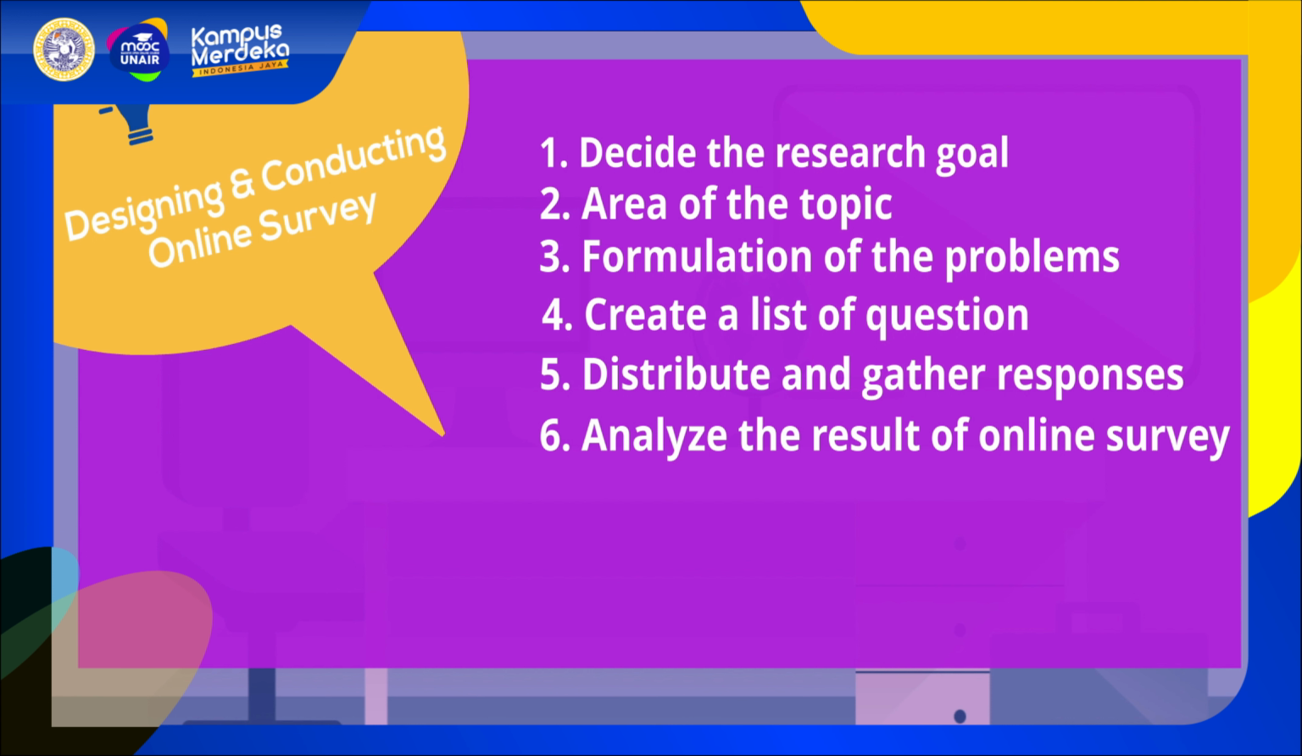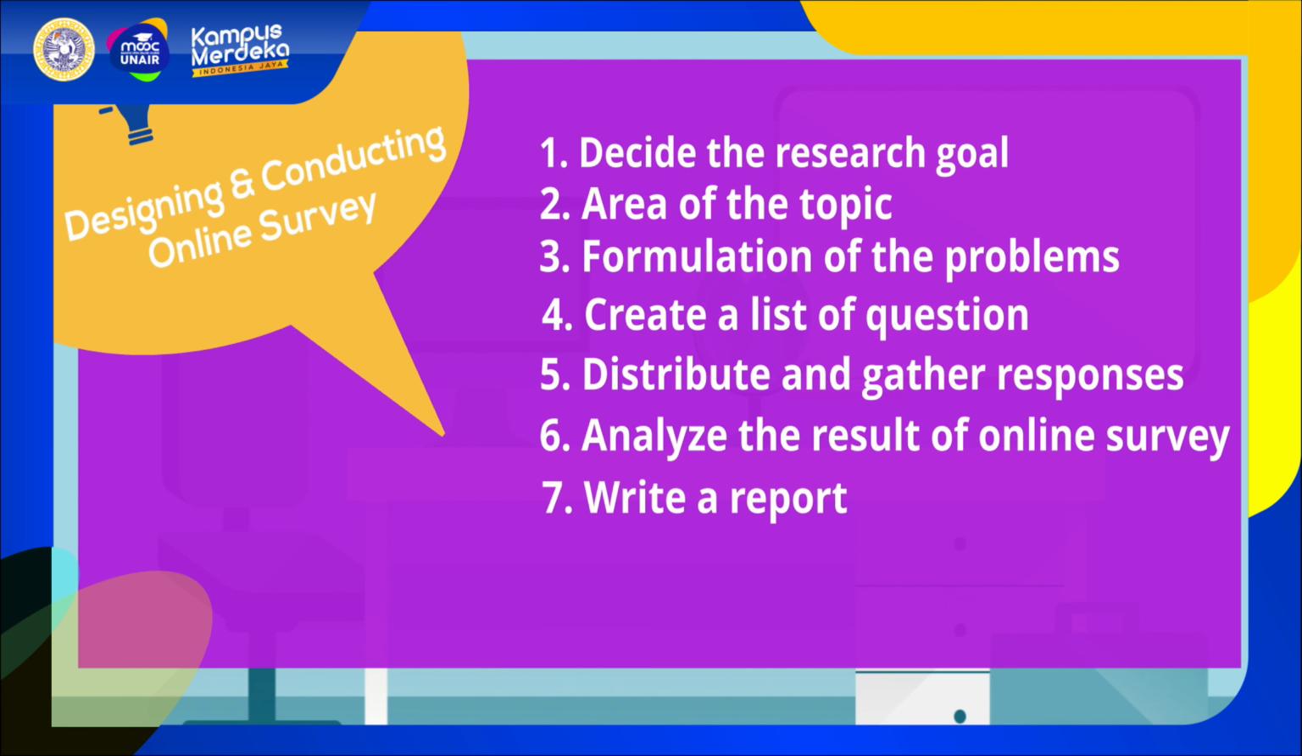Number 5, distribute and gather responses. Number 6, analyze the results of the online survey. Here, we have several ways to analyze the results of an online survey. Have a deep understanding of the objectivity and the goals of online surveys. Get a quick overview of the outcome. Separate the respondents based on their characteristics and responses, and also examine open text responses carefully for more information.